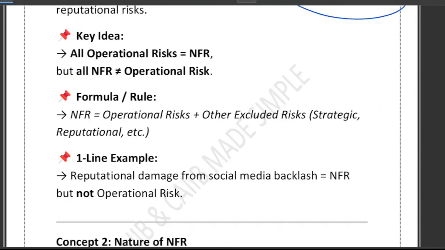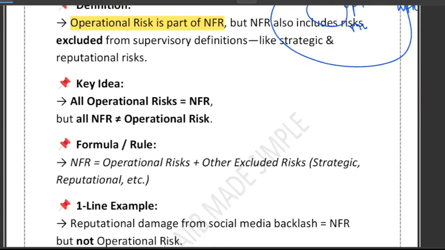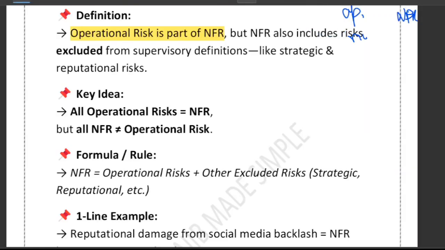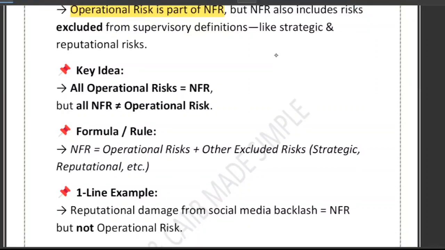So operational risk includes what, let me show you. Operational risk includes process failure, right? Process failure is there in operational risk. System failure, human error, internal fraud and external fraud. But NFR also includes some additional risks like strategic risk. You know what is a strategic risk? When I say strategic risk, it means that whenever a bank makes a wrong business decision, so they have not taken the proper decision, that's called a strategic risk.